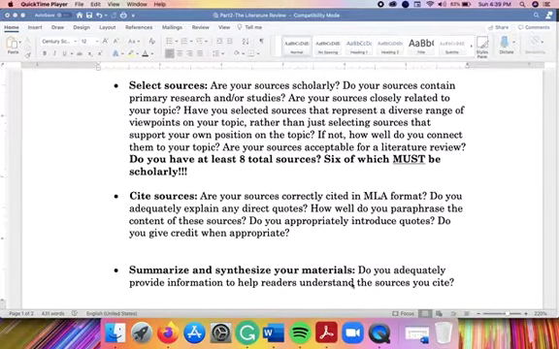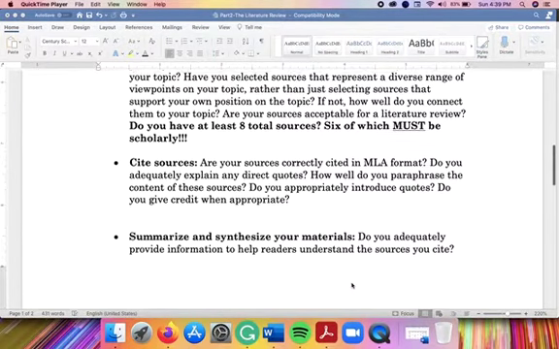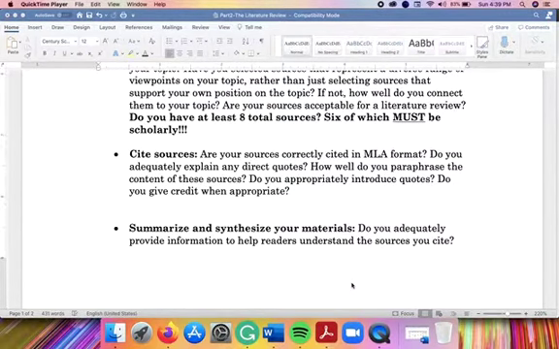Because that's what it is. The sources are talking, you're telling me what the sources are saying. So how well are you paraphrasing those sources? Do you appropriately introduce quotes? Do you give credit when appropriate? That sort of stuff. Do you summarize and synthesize your materials?